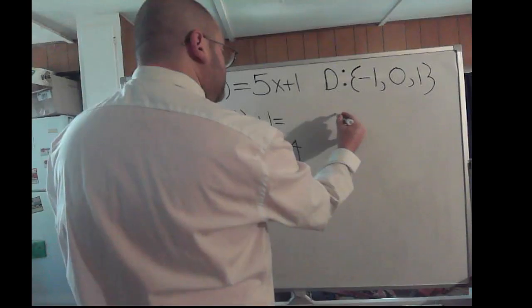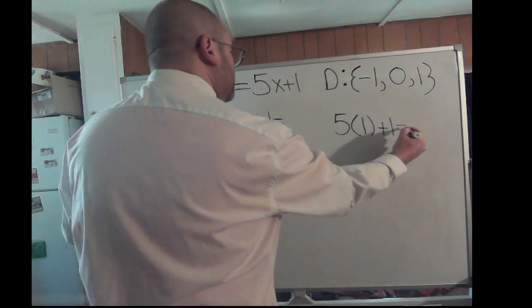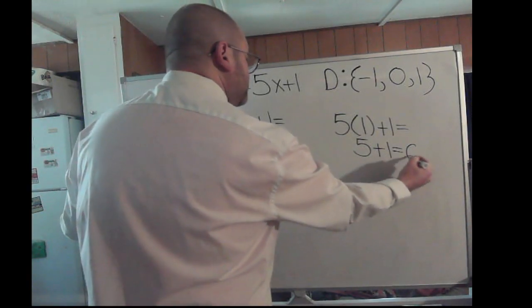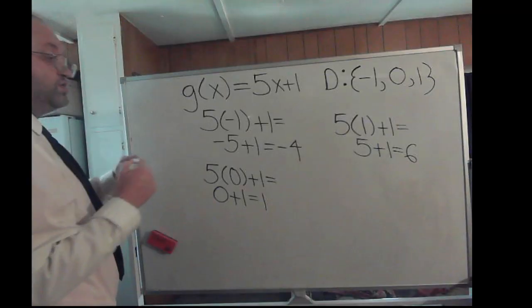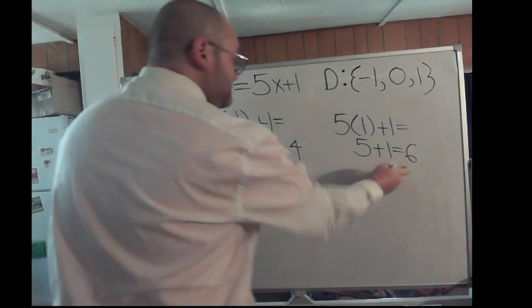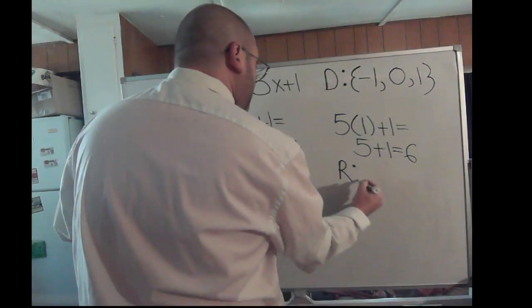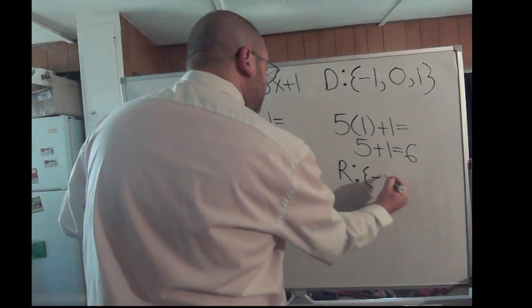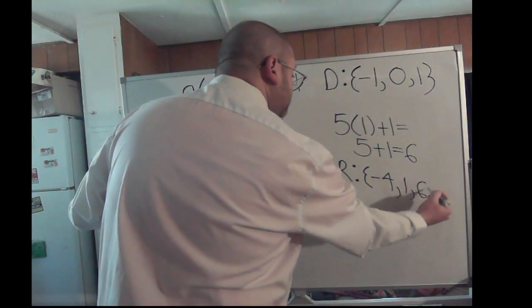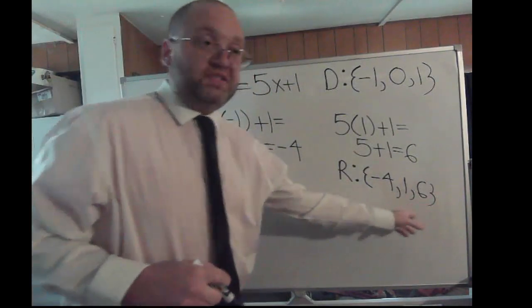And then put in positive 1. 5 times 1 plus 1. That's going to be equal to 5 plus 1, which is equal to 6. So for our outputs, the y values, or the g of x values, we have -4, 1, and 6. So your range, listed as capital R, is going to be -4, 1, and 6.